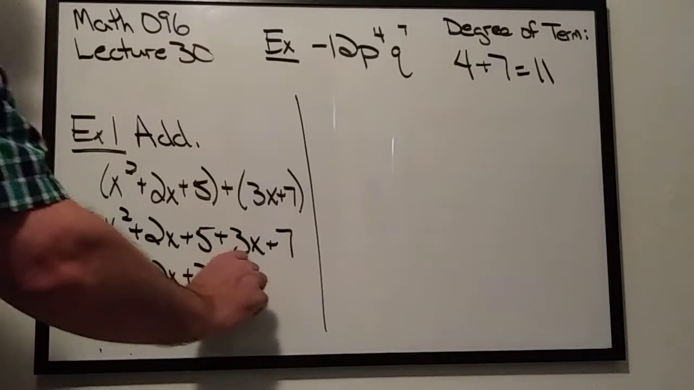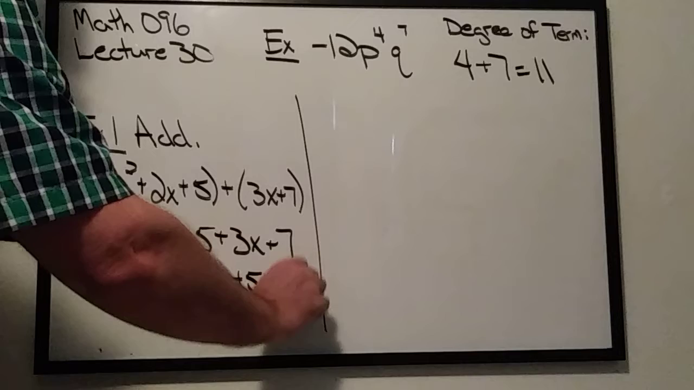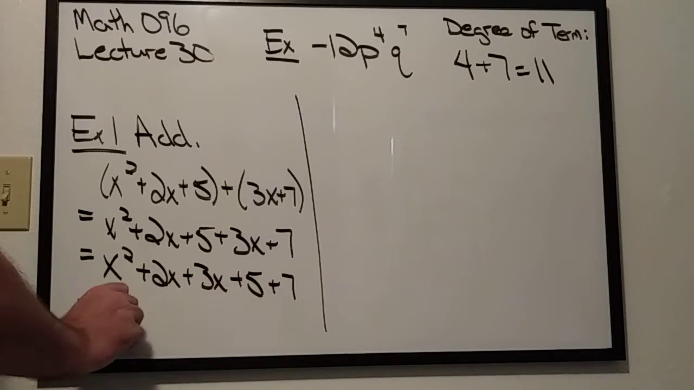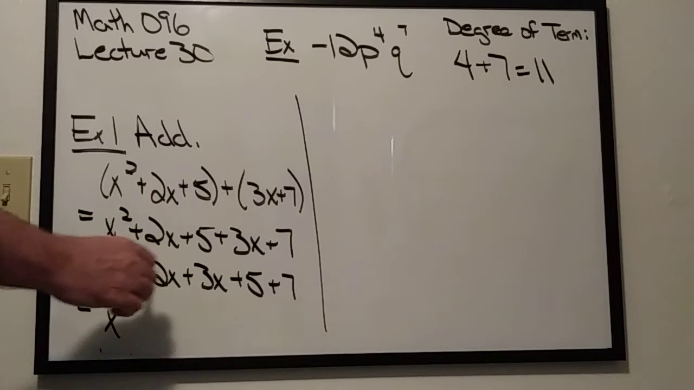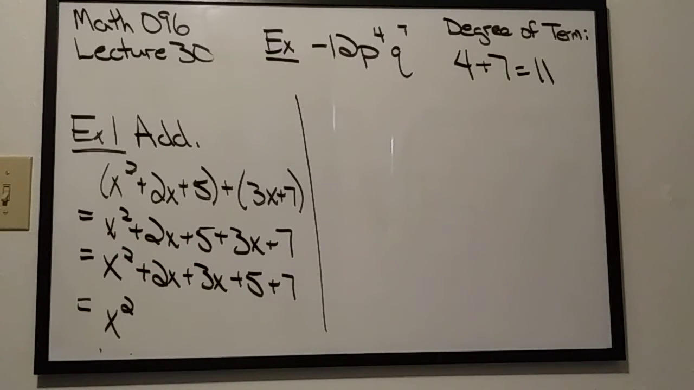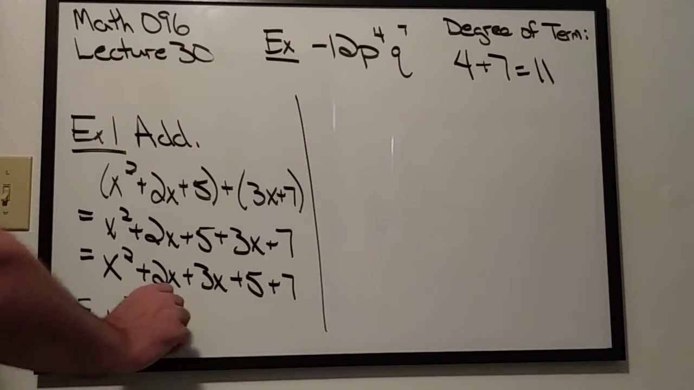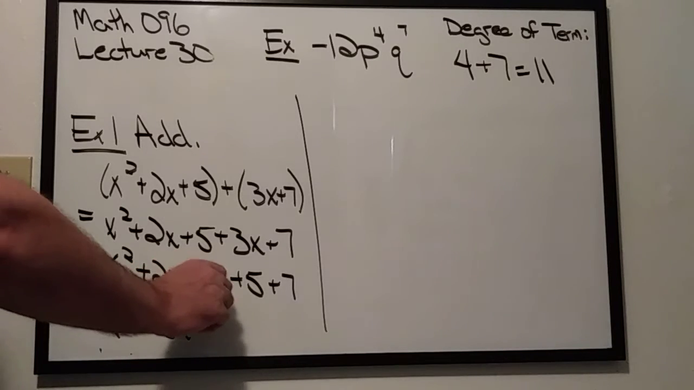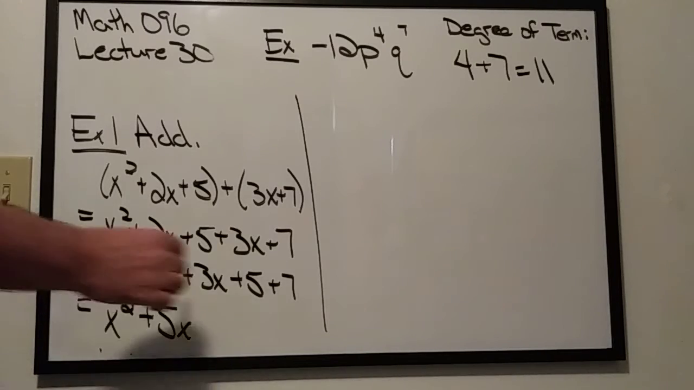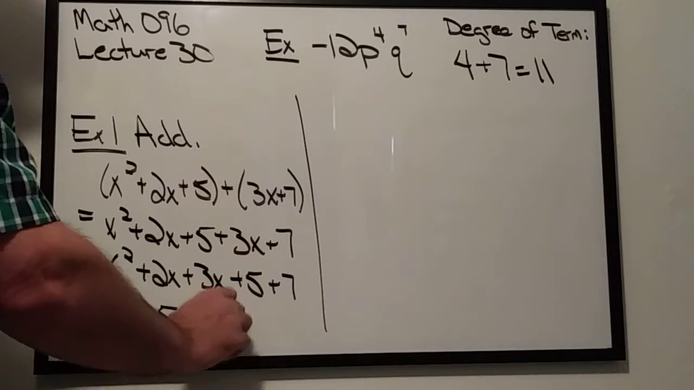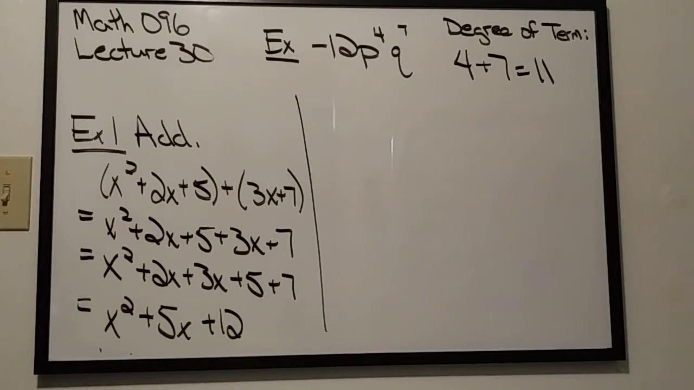And then we have the addition of a 5 and the addition of a 7. X squared, once again, doesn't have a friend. He's just going to come down. And then 2x and 3x come together as 5 of those x's. If I have 2 of these x guys plus 3 more of those x guys, in total I have 5 of those x guys. And then finally, 5 plus 7 is going to be 12. So there is our answer for this particular addition problem, x squared plus 5x plus 12.